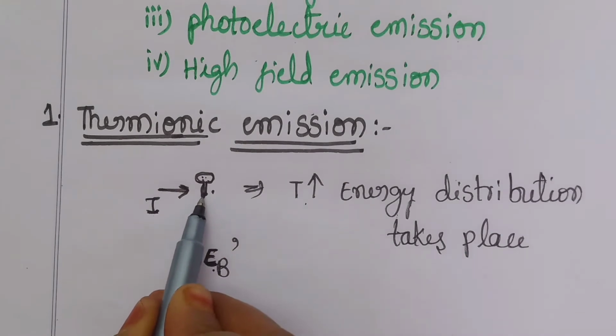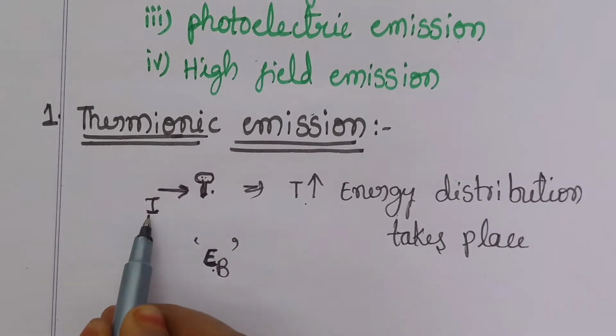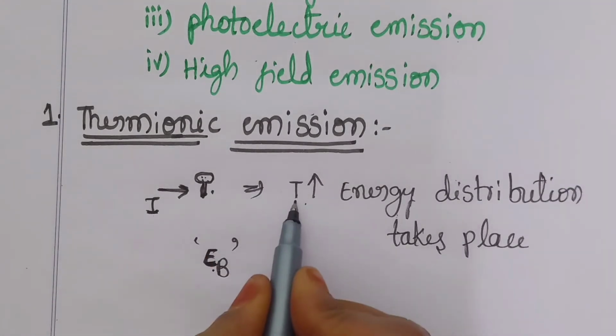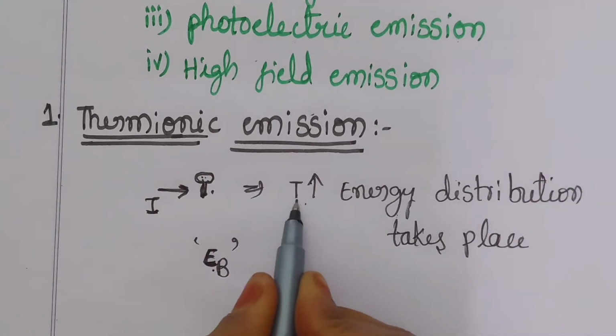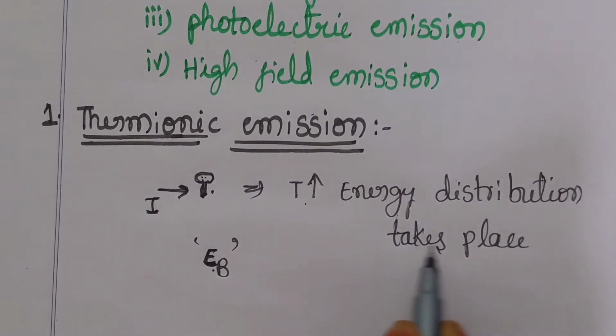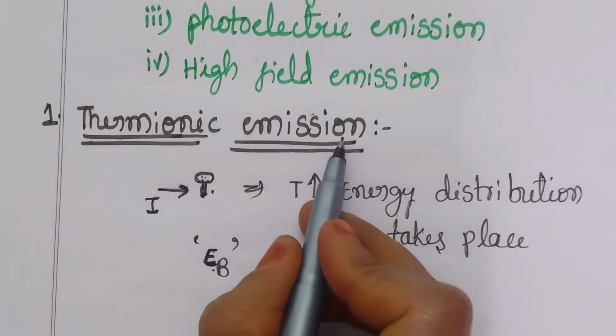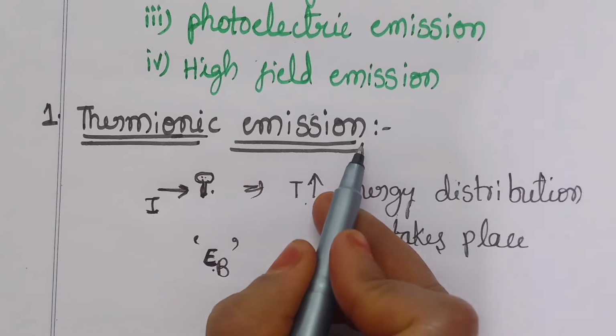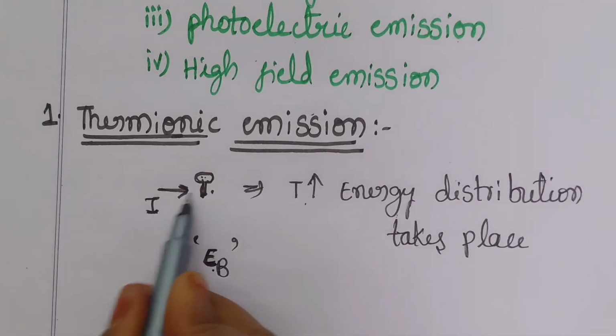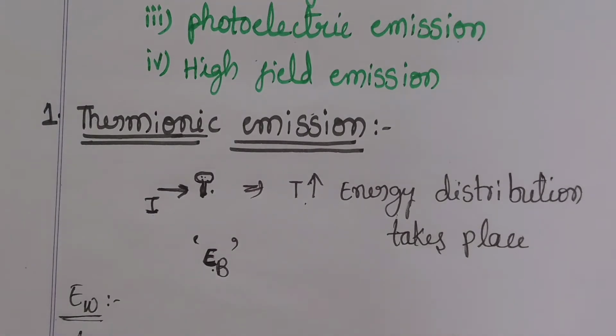Suppose that the metal is in the form of a filament. It is heated by passing a current I through it. Due to the current, the temperature of the metal increases, so as the temperature increases, there is an energy distribution taking place in the metal. Due to that, some of the electrons get energy greater than EB, sufficient to escape from the metal. That means thermionic emission is a kind of emission in which electrons are emitted due to the current passing through the metal. Let us now define EW, that is the work function of the metal. It represents the amount of energy that must be given for the electron to escape from the metal.